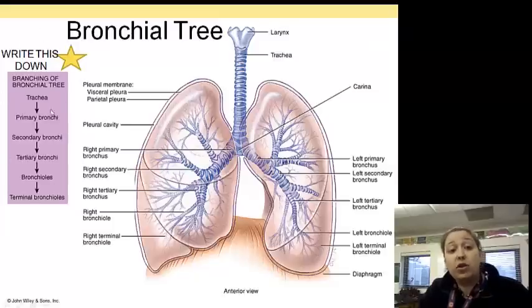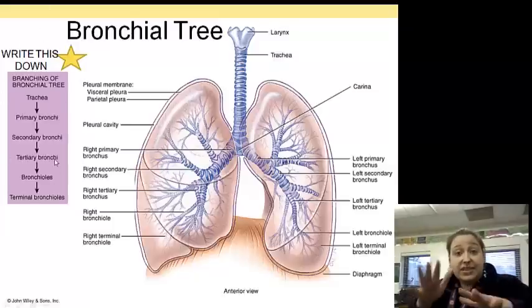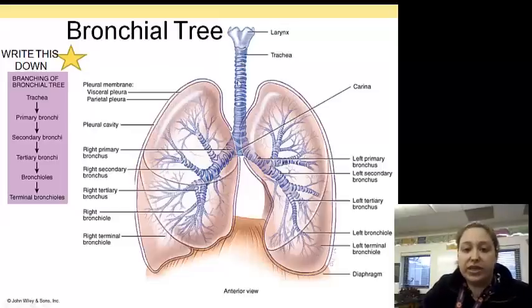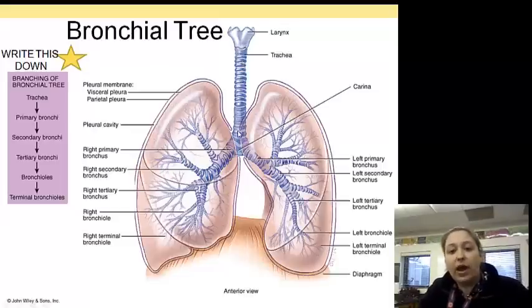And you might want to write this portion down. This is who goes to what and where and how. So we start with our trachea. And our trachea takes a little while and it comes down to this main branch. And it does a primary branch to the primary bronchi. So each one of these is going to be a primary bronchi.